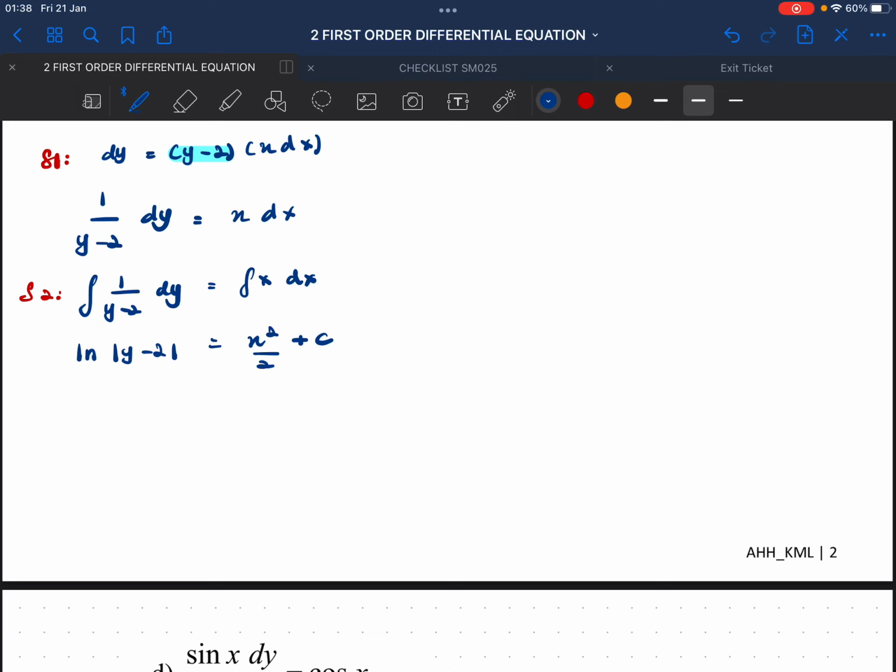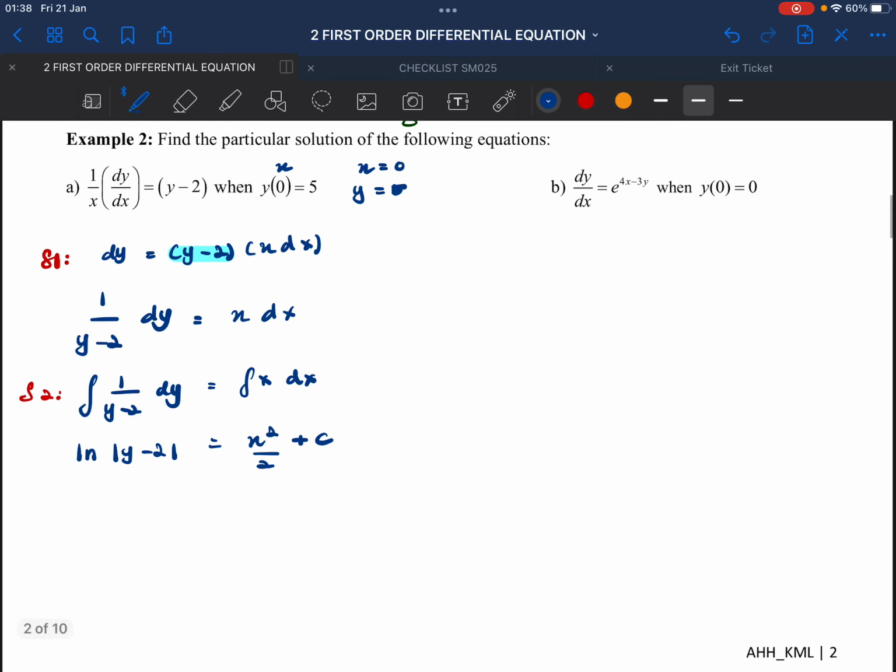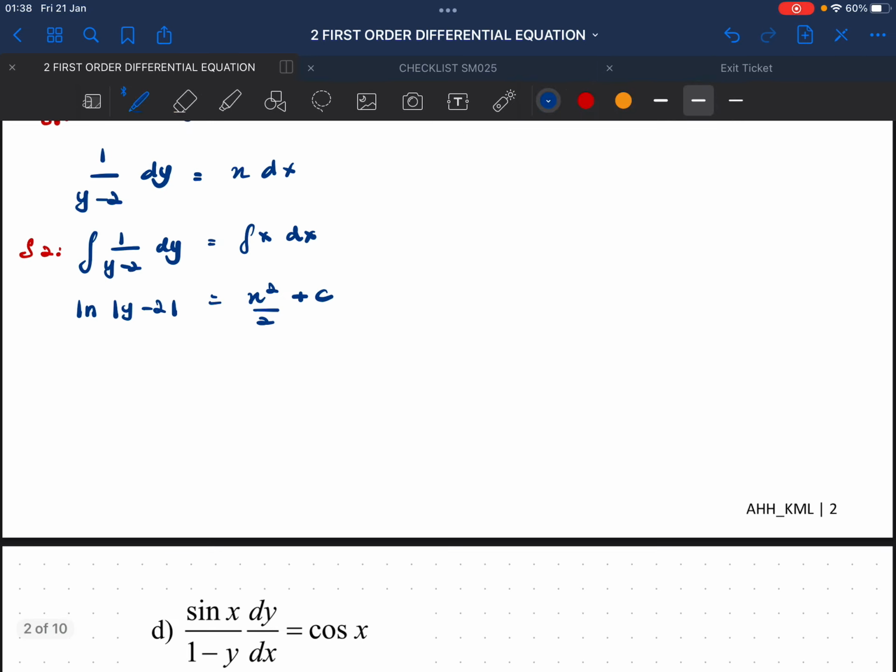Here is a little bit different from the previous video, which is we have a value here. We have a value for x and a value for y. x equals 0 and y equals 5. So we are going to substitute x equals 0 and y equals 5. We will have ln modulus 5 minus 2 equals 0 plus c. That means we will have ln 3 equals c. So this will be our final answer for c. Our constant is actually ln 3.